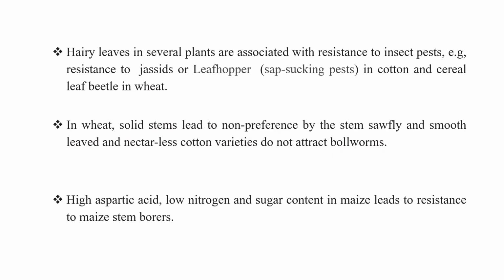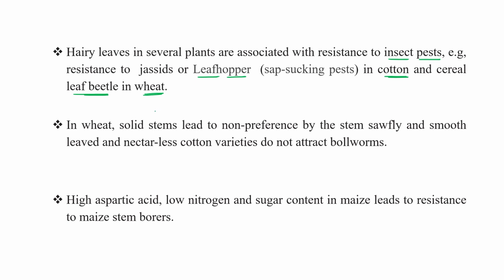Okay, there are certain examples, like some insect pests show resistance to cotton plant. Some show resistance to wheat plant. These cotton varieties or wheat varieties show resistance to their respective pests, like the leaf hopper or sap sucking pest in cotton, and the cereal leaf beetle for wheat.